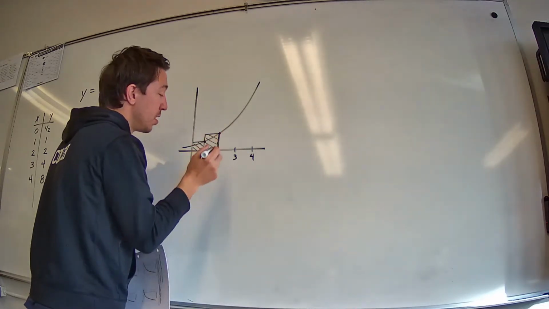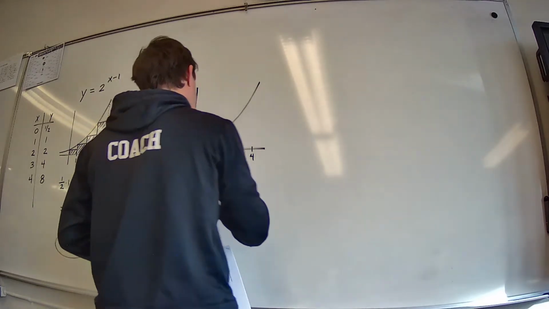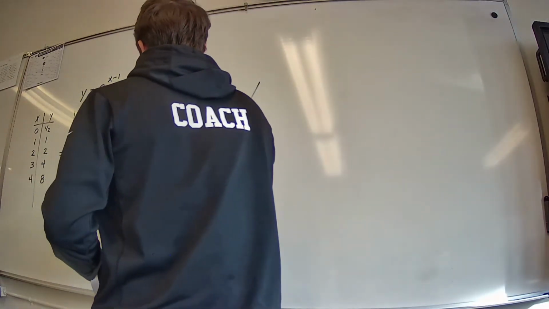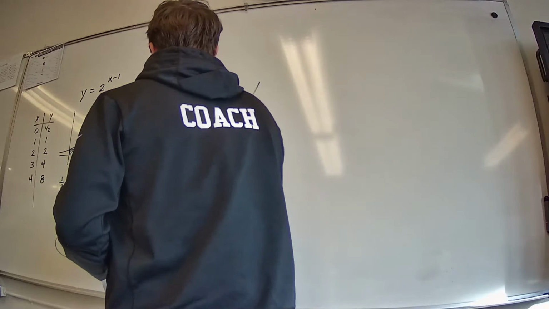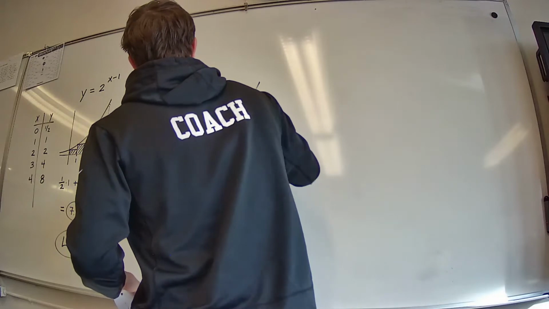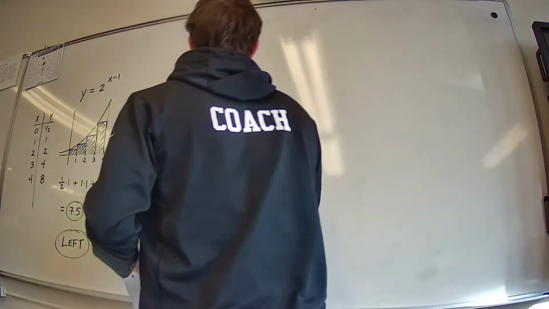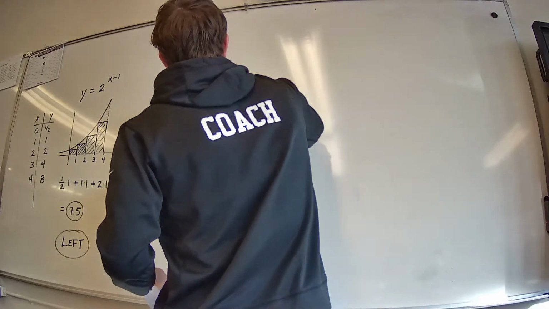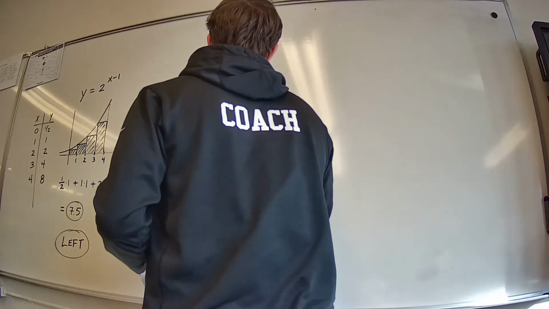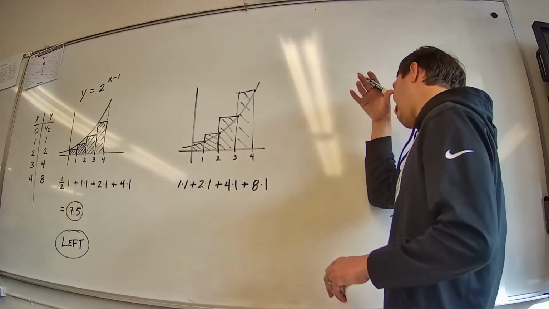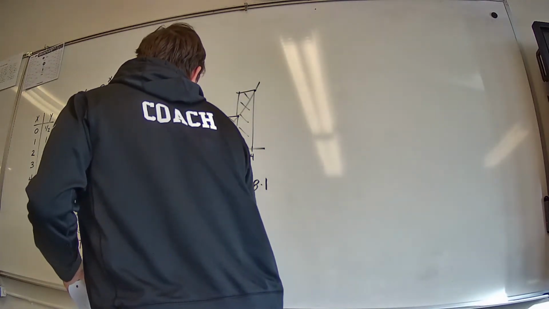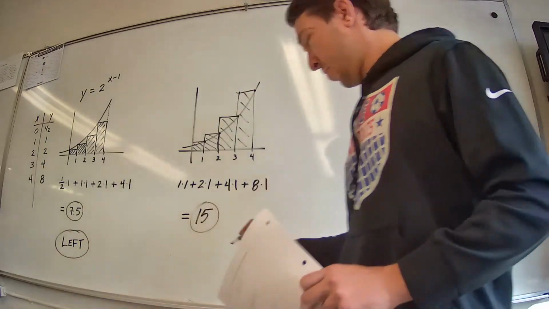Depends on the shape of the function. And so let's see, the first rectangle was 1 by 1. The second rectangle is 2 by 1. The third rectangle is 4 by 1. And the fourth rectangle is way up here, 8 by 1. Are feelings good about that? Yes, very good. We're all fine here. 15 we got for the right hand.